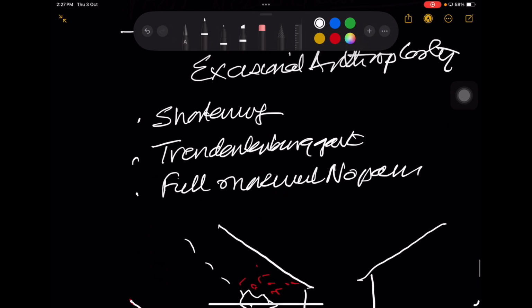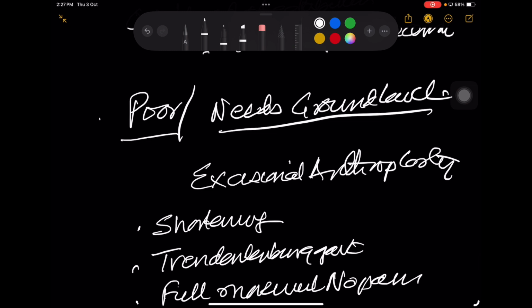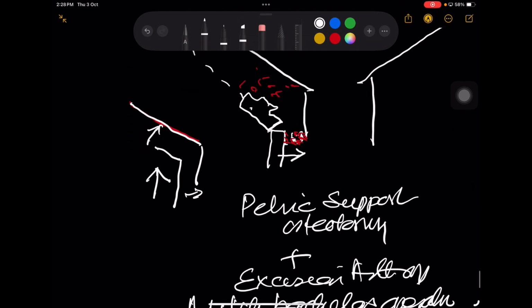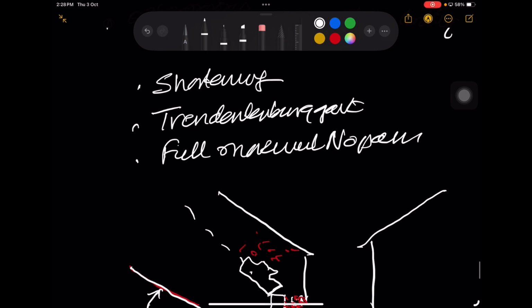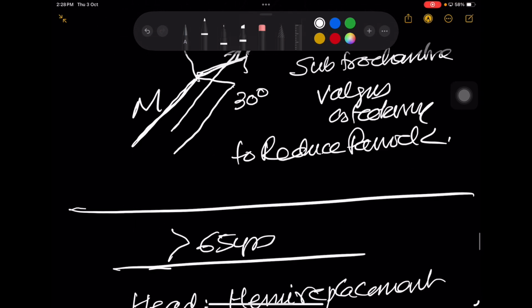Another reason why you cannot do a total hip replacement, poor ground level activity or too much osteoporosis. If there is osteoporosis, it will not be able to sustain the implant. So, I have covered for you the fracture neck of femur.